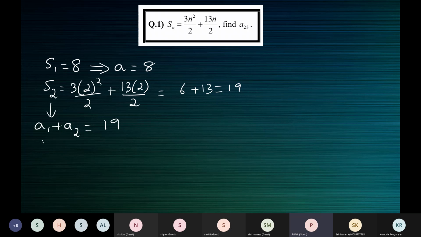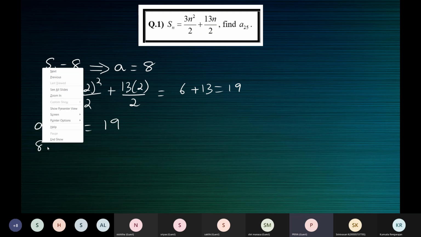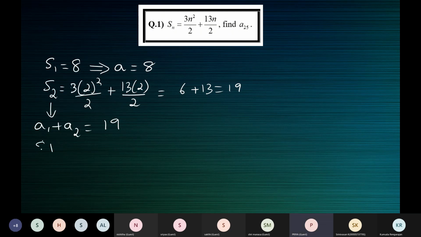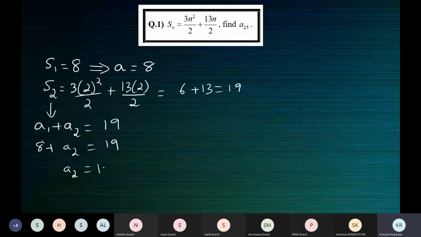Ma'am, S1 equal to A equal to 8, ma'am. So we have to substitute the value of 8 plus A2 equal to 19. Then A2 is equal to 11. Correct. Next?